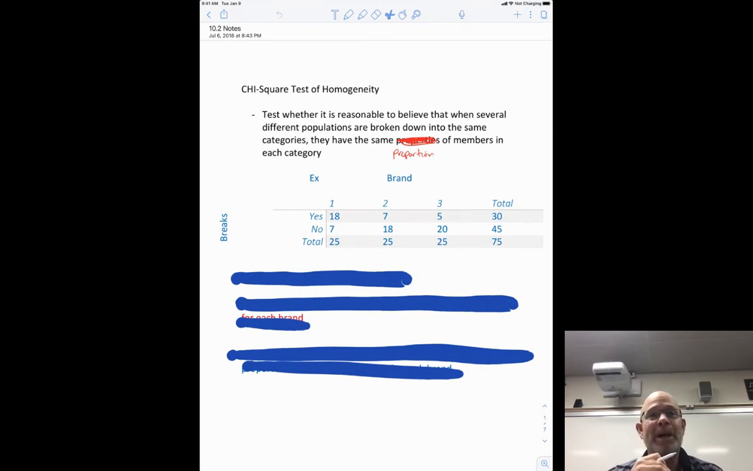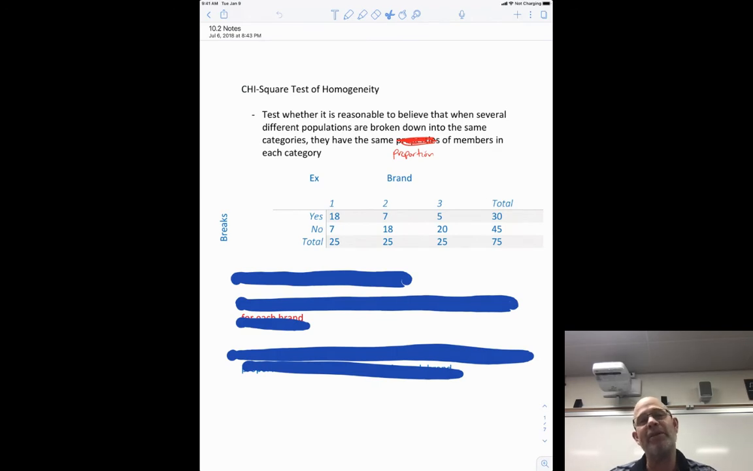when several different populations are broken down into the same categories, they have the same proportion of members in each category. So we have multiple populations, at least two, could be more. And then within those populations, we have some sort of categories. And what we want to do is see if those categories are broken down the same percent in each population. Okay, that's the test. It's going to look and feel a little bit like the goodness of fit test.